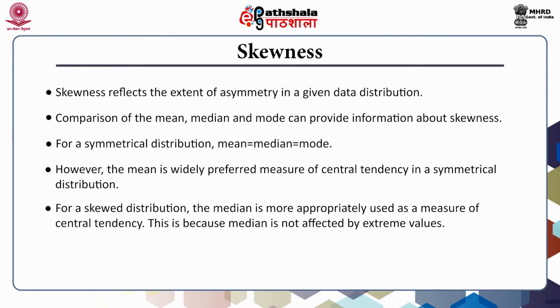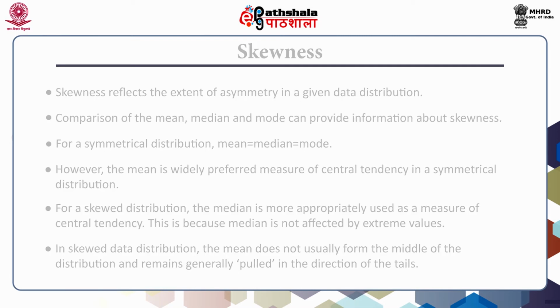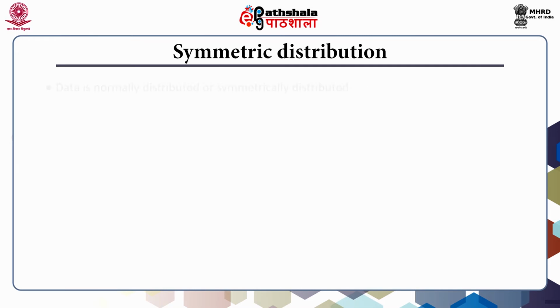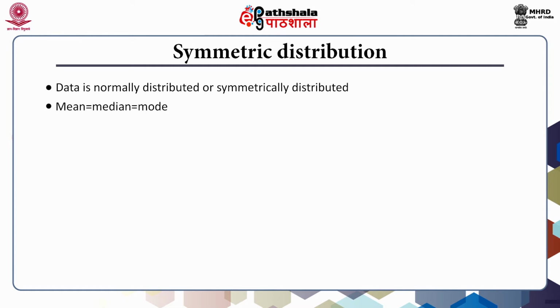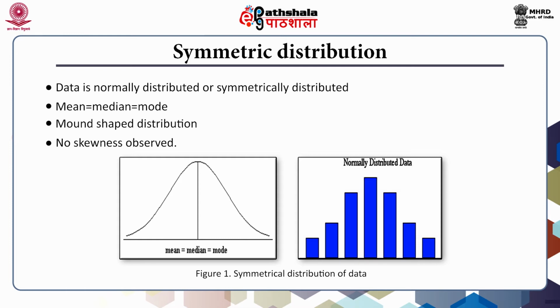This is because the median is not affected by extreme values. In a skewed data distribution, the mean does not usually form the middle of the distribution and remains generally pulled in the direction of the tails. Symmetric distribution. In this kind of distribution, data is normally distributed or symmetrically distributed. We have the mean equal to median equal to mode. The distribution is mound shaped and no skewness is observed. Figure 1 shows a symmetrical distribution of data.